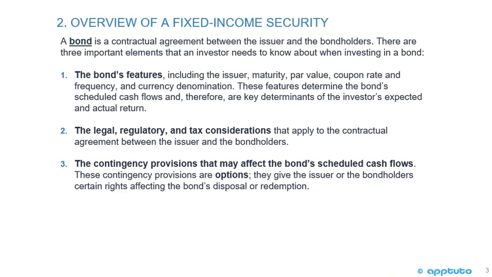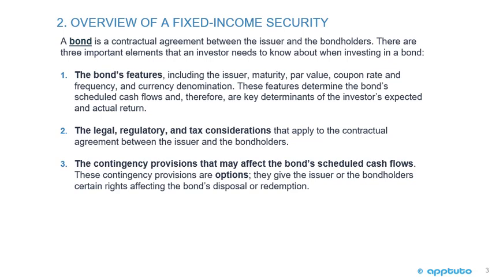Overview of a fixed income security. So a bond is a contractual agreement between the issuer and the bond holders. There are three important elements that an investor needs to know about when investing in a bond. One is the bond's features, including the issuer, maturity, par value, coupon rate and frequency, and currency denominations. These features determine the bond's scheduled cash flows and therefore are key determinants of the investor's expected and actual return.